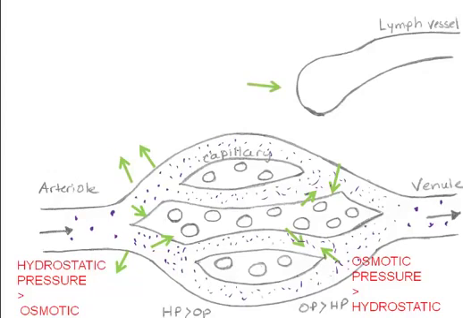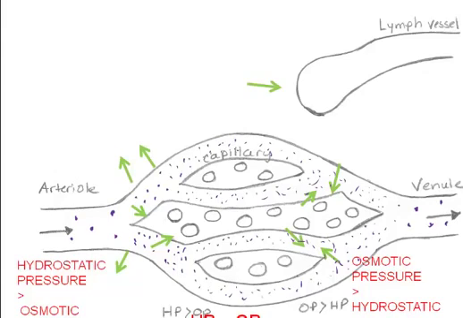The other 10% enters the lymphatic vessels, which eventually merge with the circulatory system so that the fluid is returned to general circulation. Midway along the capillary, where blood pressure is lower, the two forces, hydrostatic pressure and osmotic pressure, essentially cancel each other out, and there's no net movement of water.